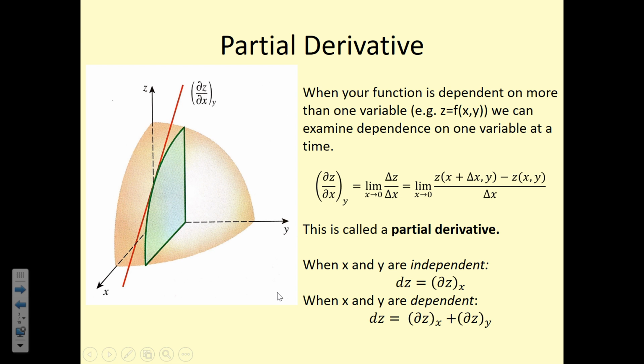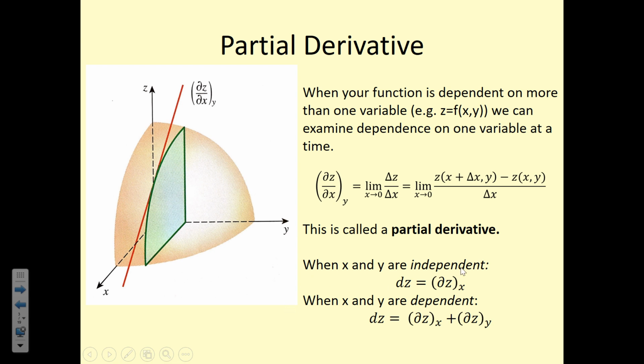So in order to take a partial derivative, you look at the function and you hold one of those variables constant, let's say x, and you change y. Then you hold y constant and you change x. So the partial derivative allows you to look at the total effect of the change of both of these variables, but you have to look at them one at a time.